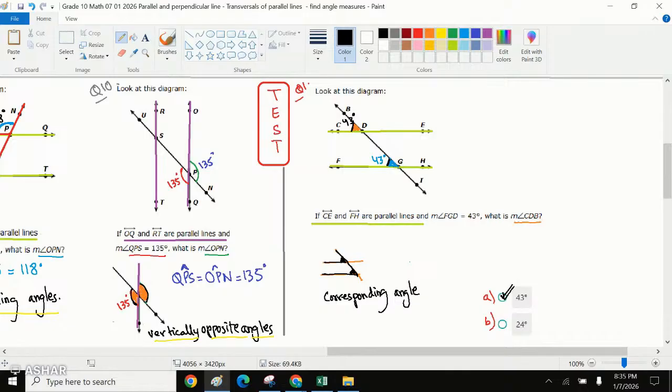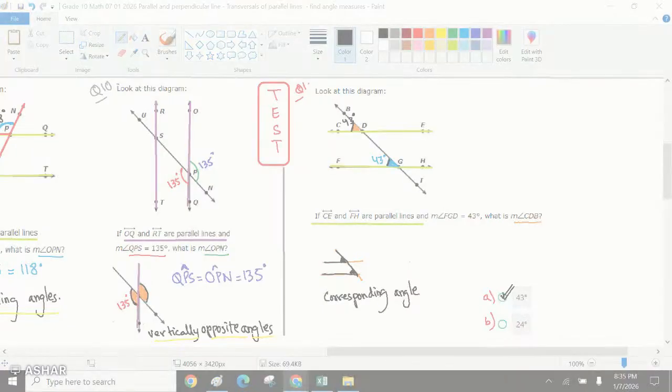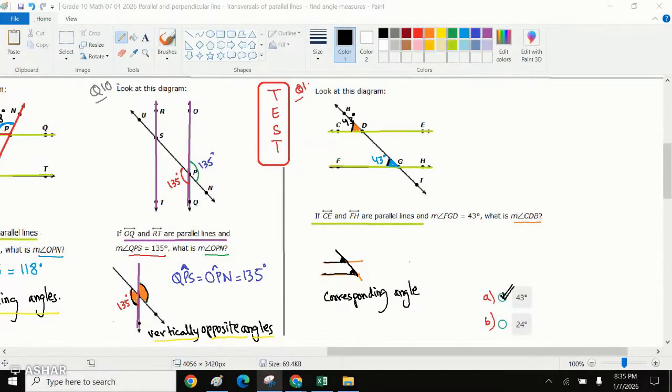Because since this is an MCQ, we have to be careful while selecting the options. Maybe we might make an error. We can have the correct answer, but we might end up selecting the incorrect option. So please be careful while selecting the options.